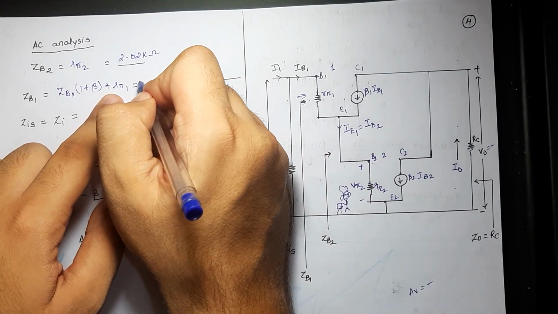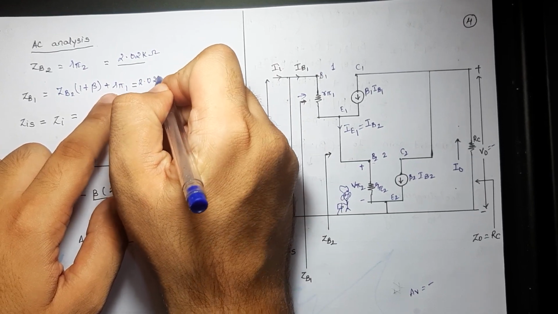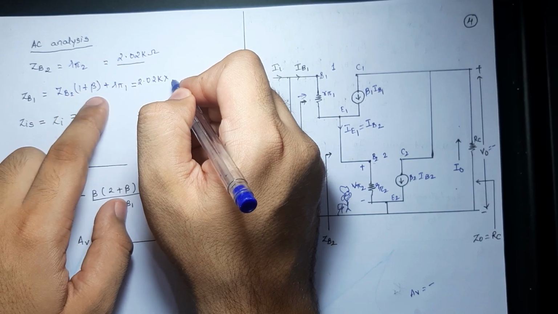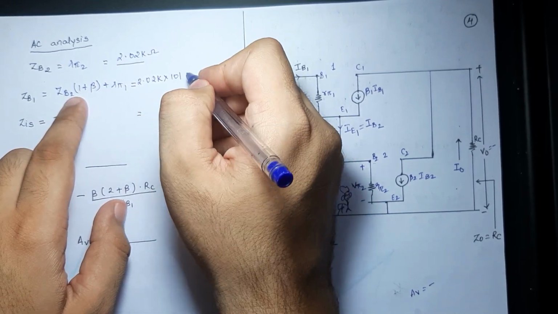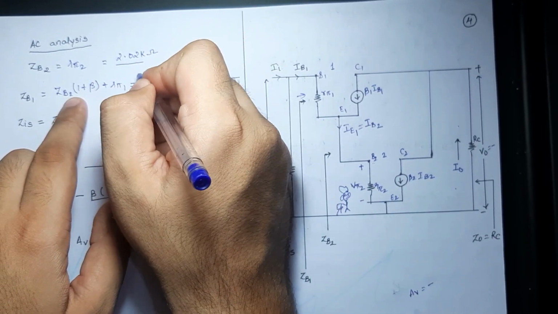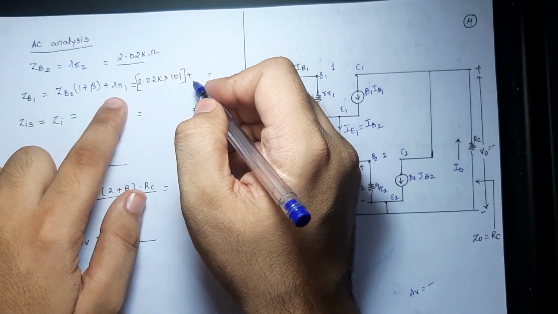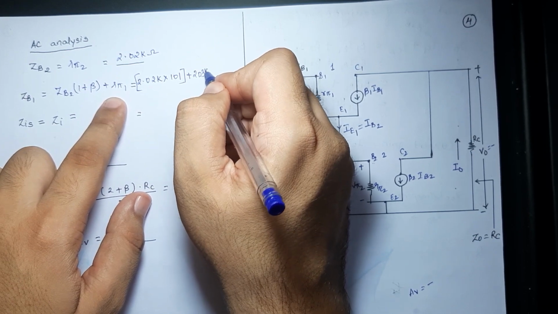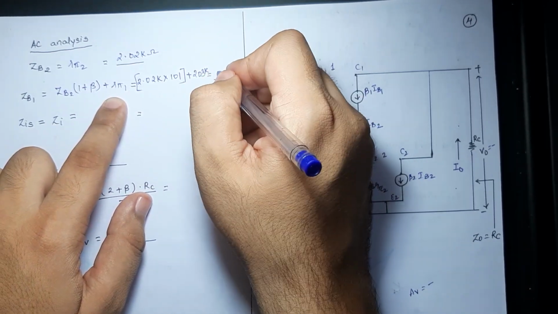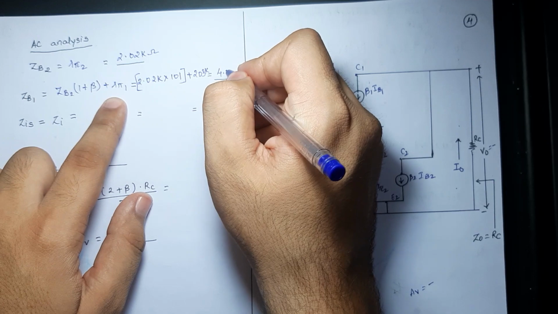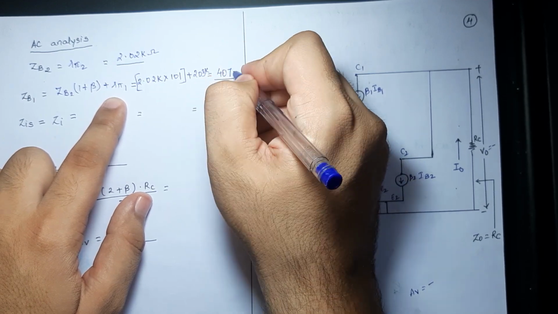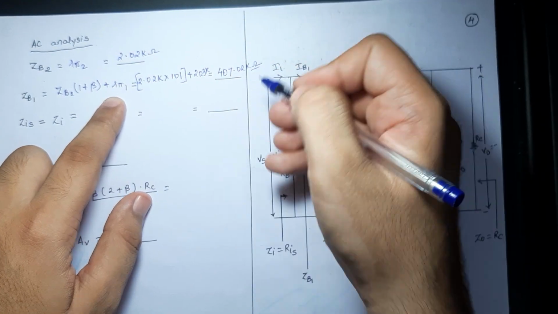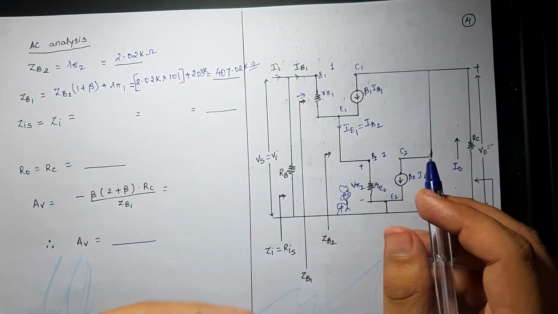If I substitute the value, that will be 2.02 kilo ohms into 1 plus beta. Beta is 100. 1 plus beta gives you 101, plus, I'll make those square brackets, plus R pi 1. R pi 1's value was 203K. The value which I have received is somewhere around 407.02 kilo ohms. Please mention the units, bacha. It's always necessary. It carries equal importance.